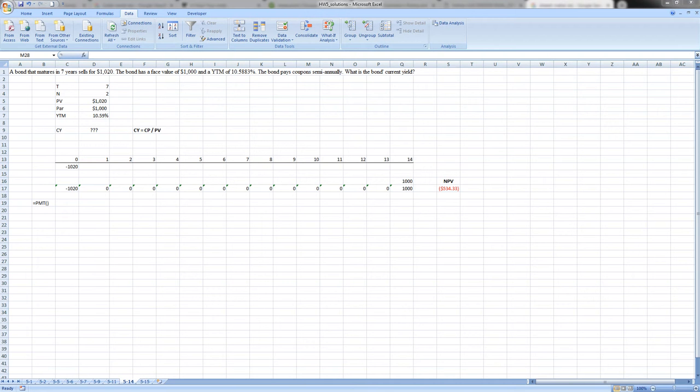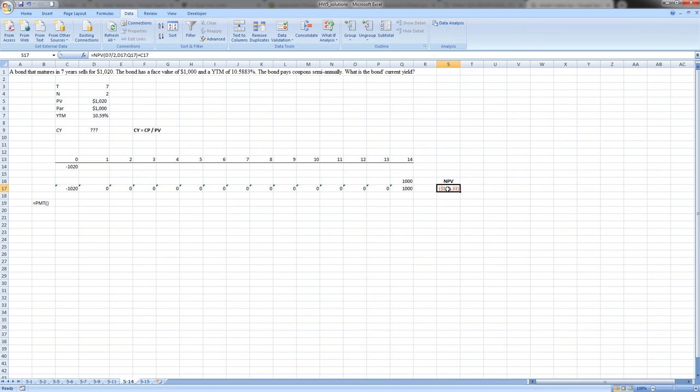So what we know here is this bond has a value right now at time zero of 1,020. It makes a series of payments for the next 7 years semi-annually, so a total of 14 payments, and returns $1,000 in addition to the last coupon payment on maturity. We're trying to figure out what is the cash payment that results in an NPV of 0.